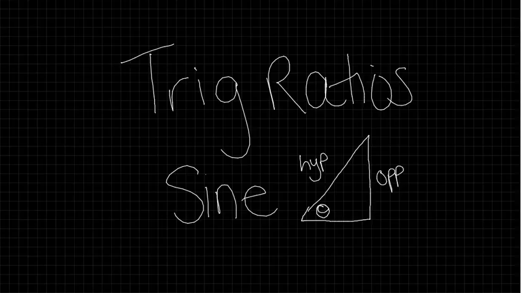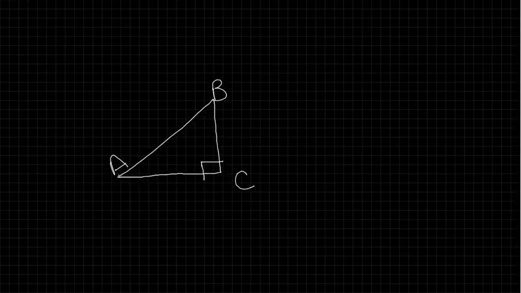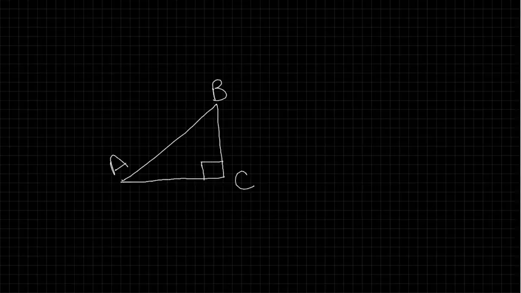So first, let's take a look at a right triangle. So triangle ABC, we will be focusing on angle A. Excuse me as I move this around. So angle A, let me just mark that right here. So we want to label our side lengths in relationship to angle A.